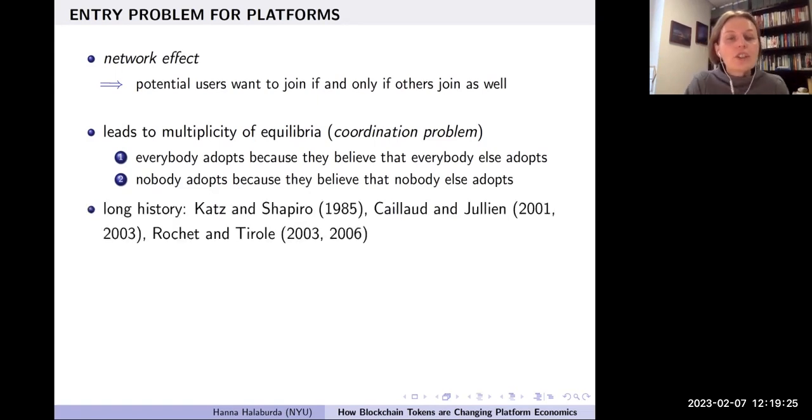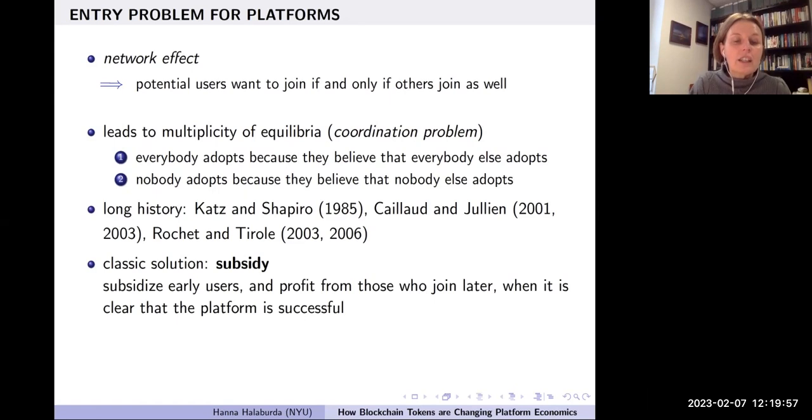And this observation for markets with network effects has a long history, going back to Katz and Shapiro in the case of one-sided networks, or Caillaud, Jullien, and Rochet and Tirole in the case of two-sided platforms. The traditional way to solve this coordination problem is SUBSIDY. So this is a divide and conquer strategy. It's often referred to as conquer and divide strategy.